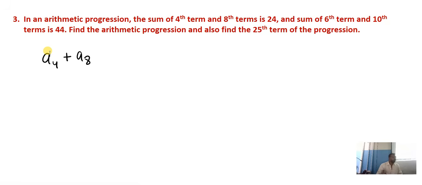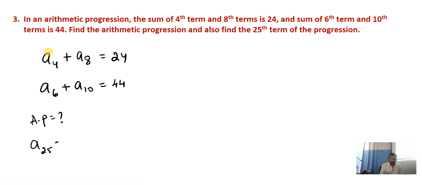समझ में बेटा? 4th term और 8th term को add करे तो that is called as sum of 4th and 8th term. The sum of 4th and 8th term, that is 24. Understood? 4th term के आंसर को और 8th term के आंसर को add किए तो हमारे को 24 मिल रहा है. We get 24. And sum of the 6th term and 10th term, we should add 6th term and 10th term. We get 44. Now they are asking us to find the AP, and also to find the 25th term, that is A25.